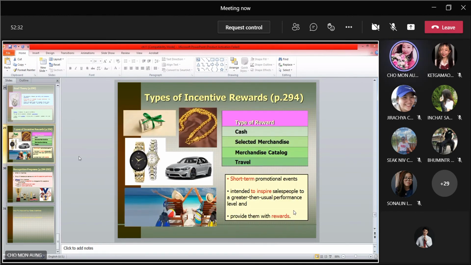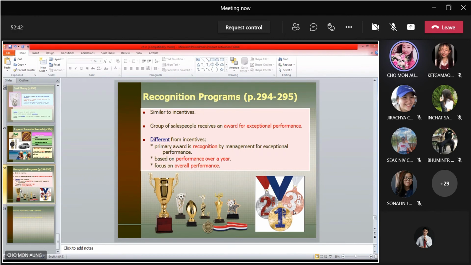In a sales contest, we focus only on the sales that they achieve within that contest period. But for recognition, we look at the overall performance of salespeople, not only the sales. We look overall. That means how many calls they make, how many reports they turn in, and so on. Then at the end of the year, we will pick the best one, for example, the best salesperson of the year, the most outstanding sales executive, and so on. That kind of award.